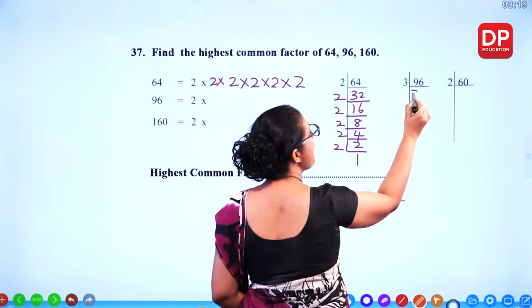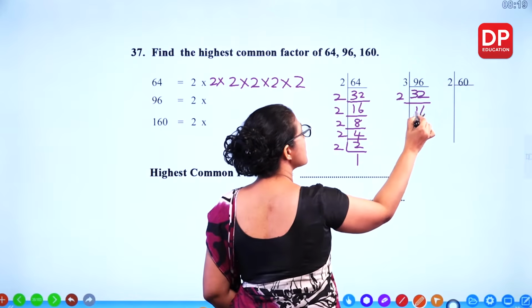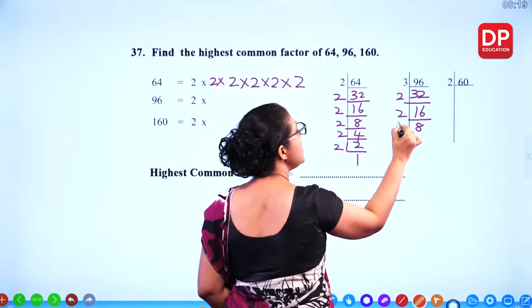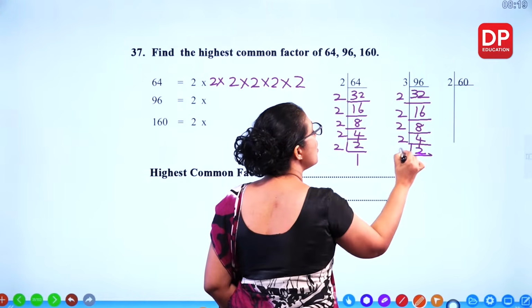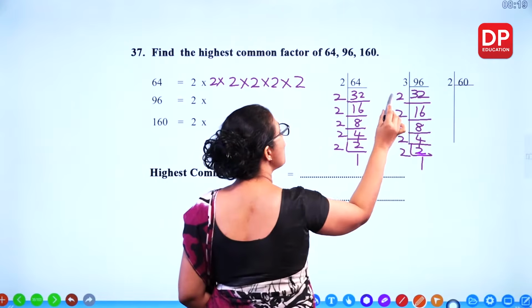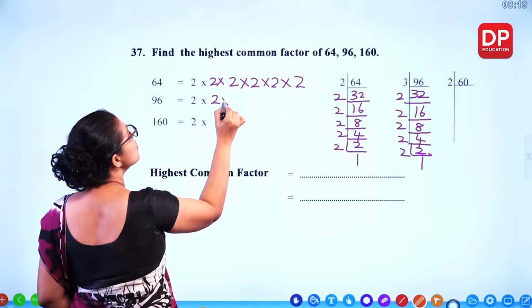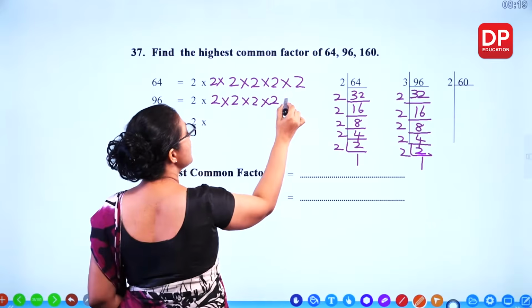Divide by 3. 32. Divide by 2. 16. Divide by 2. 8. Divide by 2. 4. Divide by 2. And again 1. So what are the factors? 2, 2, 2, 2, 2 and 3.